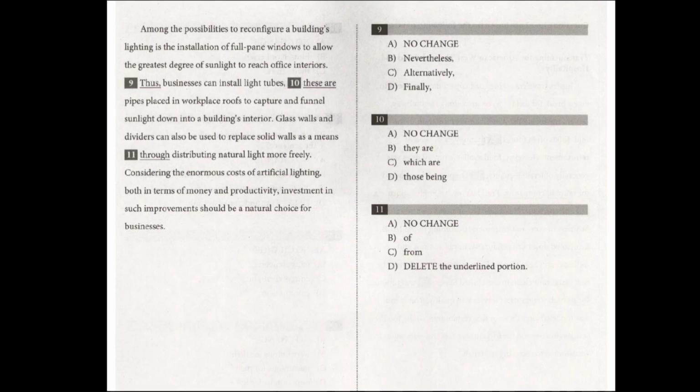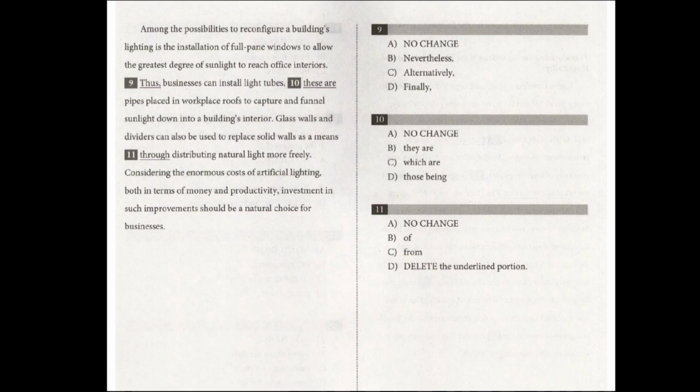Option A is incorrect because the word these is too concrete to be a placeholder for light tubes. Option B is also incorrect because the combination of "they are" after a comma is grammatically incorrect. Choice D is also incorrect because it leads to awkward sentence construction.